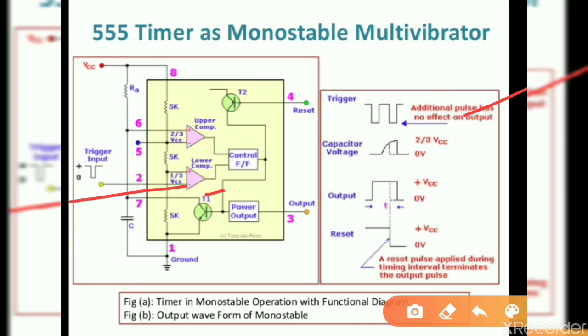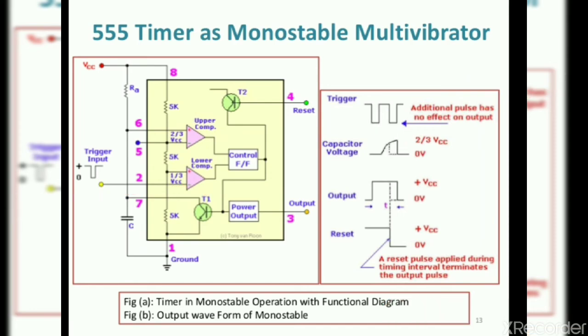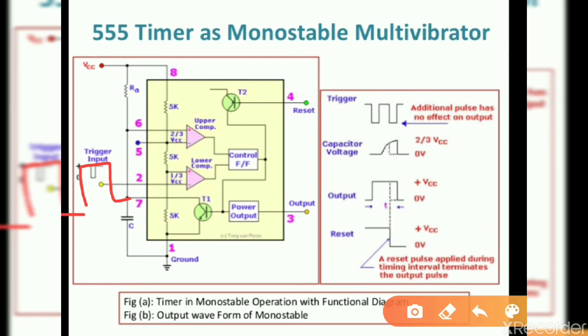The output of the comparator will be low. That makes the capacitor, that is, there is no capacitance action. So when the positive triggering pulse is applied, this is during a negative pulse applied. So when the positive pulse is applied, then we'll see what happens. Here also the positive pulse is applied.